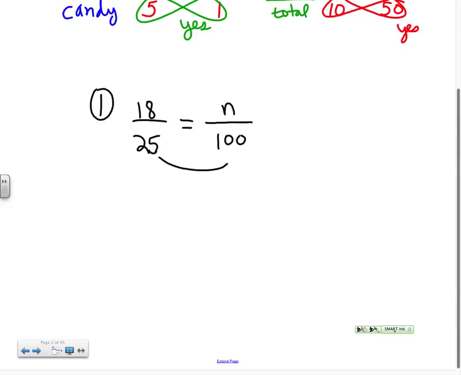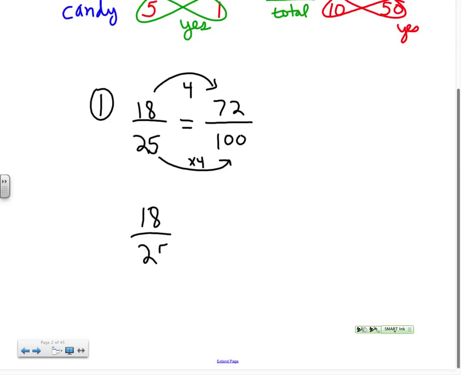We could take what we know and do it this way. 25 times 4 is 100, and 18 times 4 is 72. And get the answer that way. That's one way we could do it. What's another way we can do it? We could do it like this.